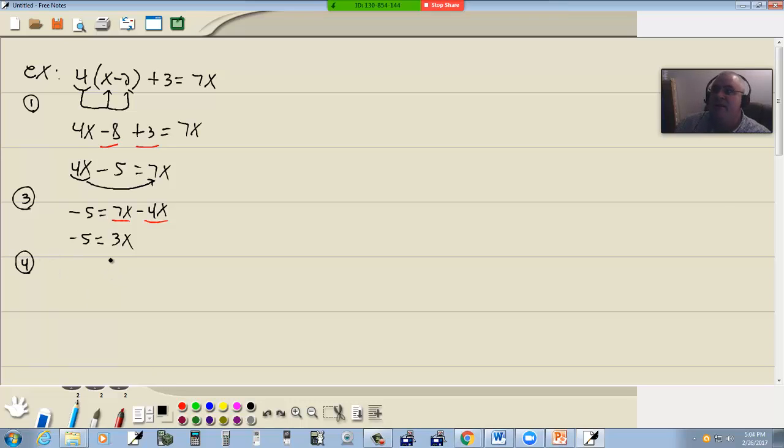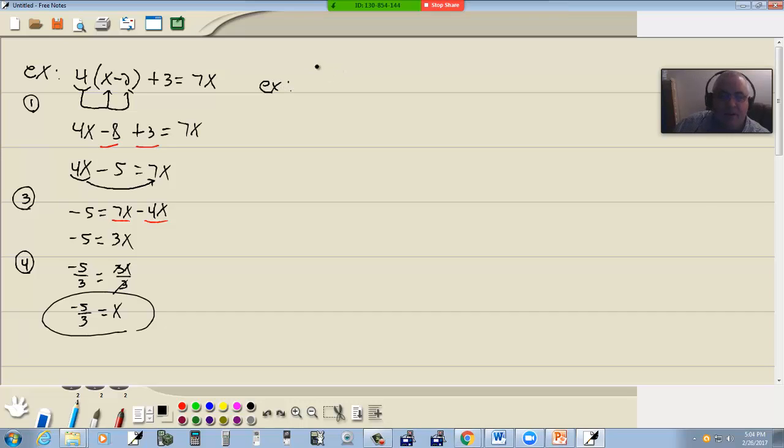Step 4, divide both sides by the number in front of your x. Number in front of x is a 3, so we'll divide both sides by 3. And that gives us negative 5/3 is equal to x. These 3's cancel.